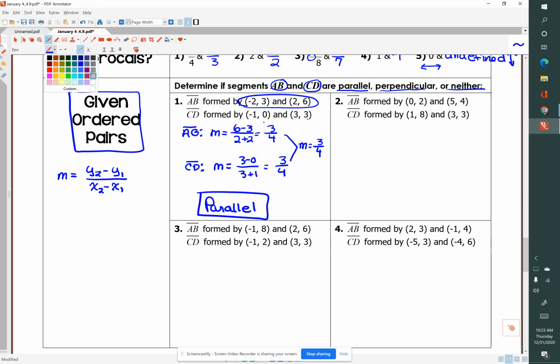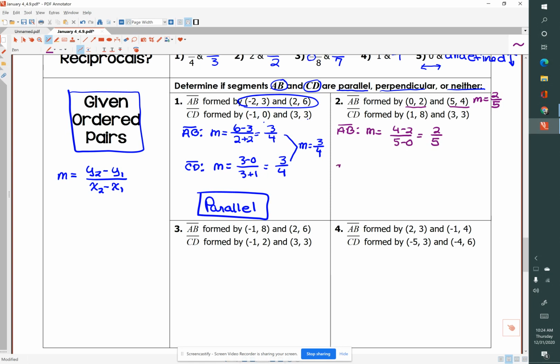All right, let's move on. For number 2, AB is formed by 0, 2, that's our x1, y1, and 5, 4, that's our x2, y2. So let's find the slope of AB. So M equals 4 minus 2 divided by 5 minus 0, which is a slope of 2/5. So M equals 2/5 for this first set of ordered pairs.